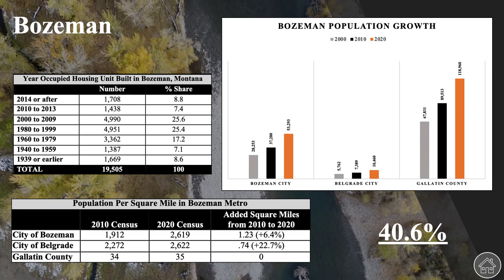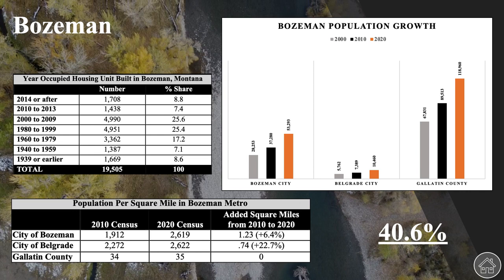Near the city of Bozeman is the city of Belgrade. In 2010, the city of Belgrade's population was 7,389, and by 2020, it had grown to 10,460, an increase of 41.6%. There are a number of unincorporated census-designated places, CDPs, within proximity of Bozeman that are seeing notable population growth. One such CDP is Four Corners, which saw its population grow from 3,146 in 2010 to 5,901 in 2020.